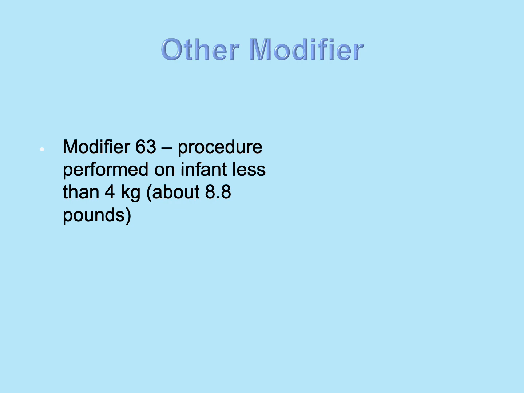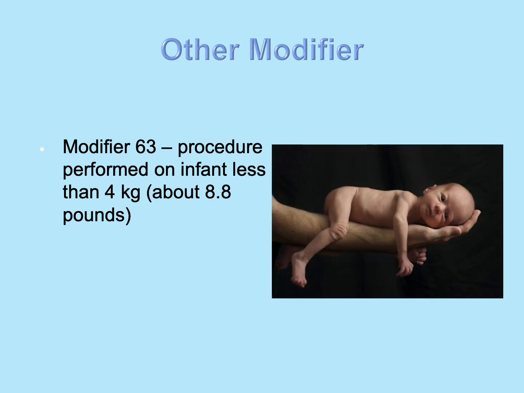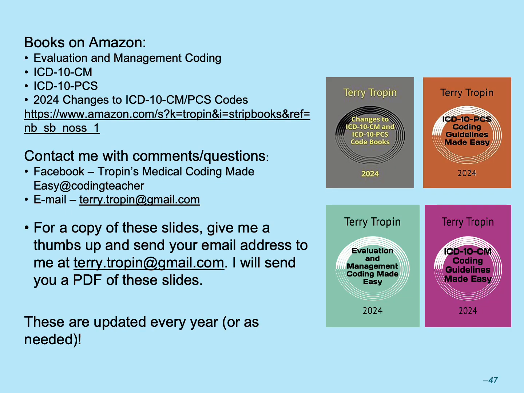Okay, one last modifier which doesn't really fit in any of these categories. Modifier 63, procedure performed on infant less than 6 kilograms, about 8.8 pounds. So if the infant is really little, it's higher risk, it's harder. So there's a modifier to indicate that. Okay, so that's what we've got.